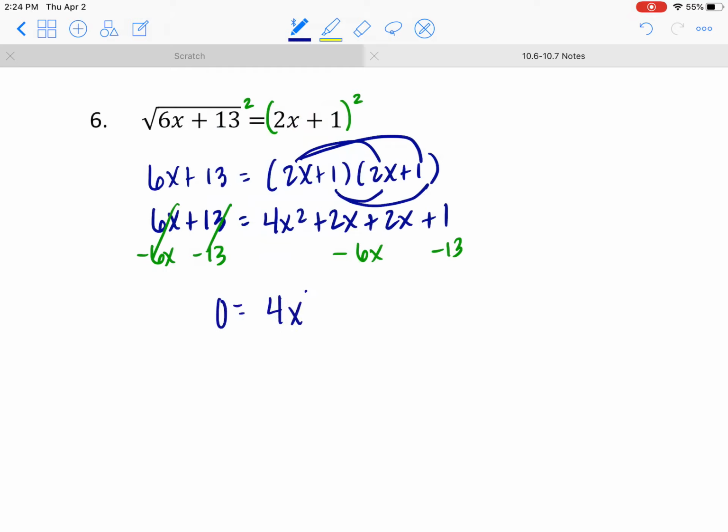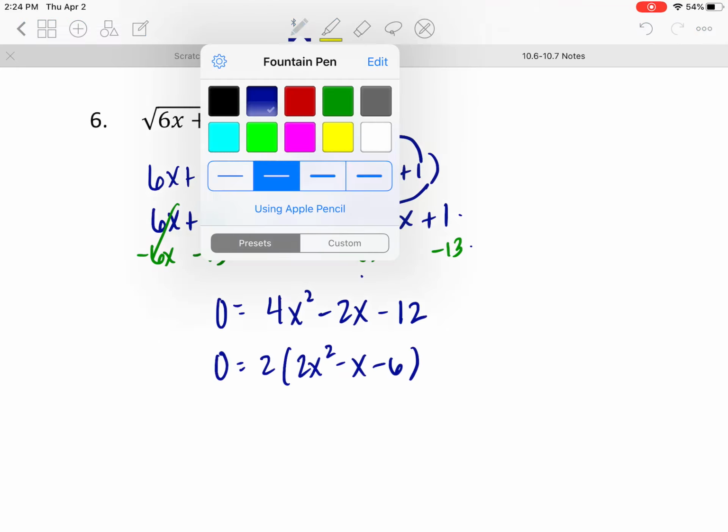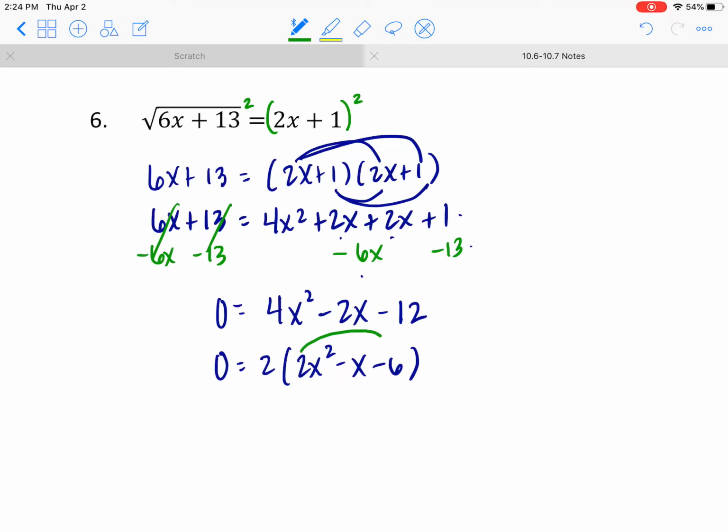So I'm going to subtract these two terms over. Subtract over the 6x, subtract over the 13 to 0 this side out. So 0 is going to equal, I got a 4x squared, 2 and 2 is 4, minus 6 is going to be negative 2x's there, and then 1 minus the 13 is going to be a negative 12. And now we're going to try to factor. First, let's take out the GCF of 2. That gives us 2x squared minus x minus 6.